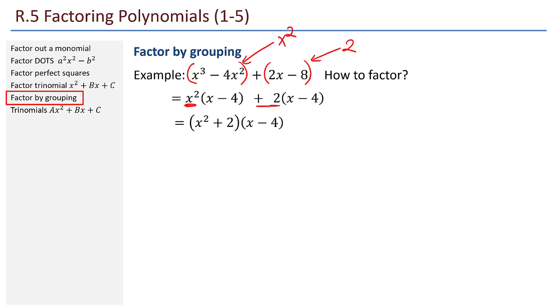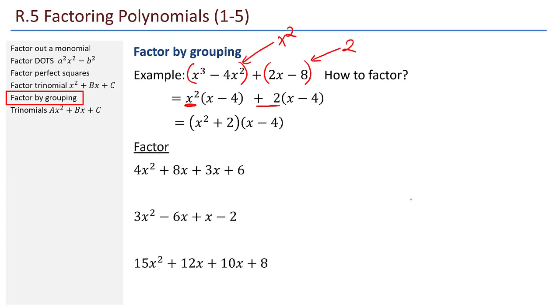Let's do some more examples. By grouping, all right? What can I pull out? Maybe from the first pair, 4x. So you want to pull out as much as you can. That leaves me with x plus 2. And how about the next pair? What can I pull out? Well, just a number, right? And I can pull out a 3.